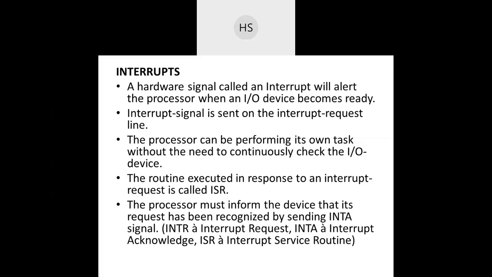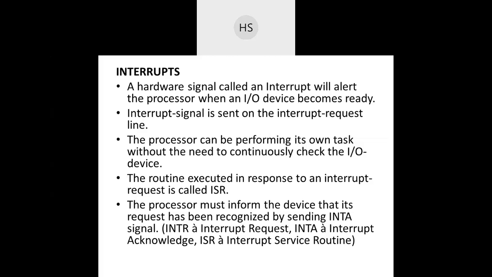So here, when you are dealing with I/O, a hardware signal will be generated. Say some joystick is giving some input. It will generate a hardware signal, which is called an interrupt, to alert the processor that an I/O device is making a request. The interrupt signal is sent to the interrupt request lines. So the processor can do its own task without needing to check the I/O device. All those checks won't be done, because the joystick has requested and it is already identified, so that is avoided.